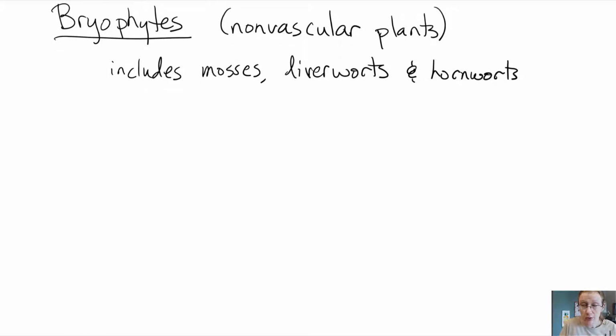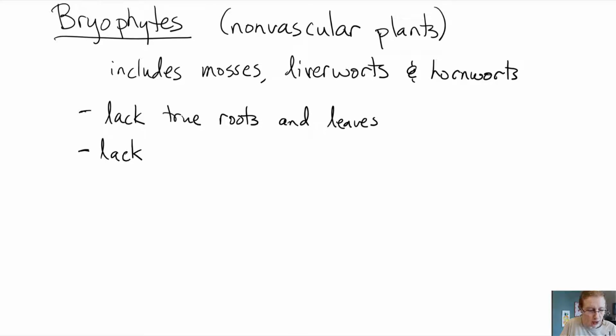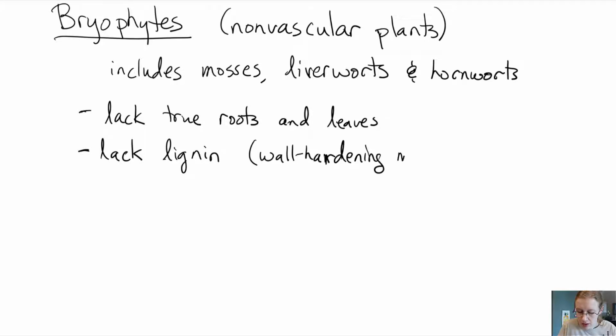In addition to being non-vascular, these plants also do not have true roots or leaves. They don't have those familiar plant structures. So we're going to say they lack true roots and leaves. They also lack a material called lignin. If lignin were present, what it would be doing is hardening the cell walls. It's a wall hardening material. And the bryophytes don't have it.